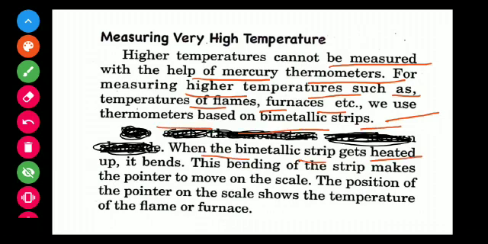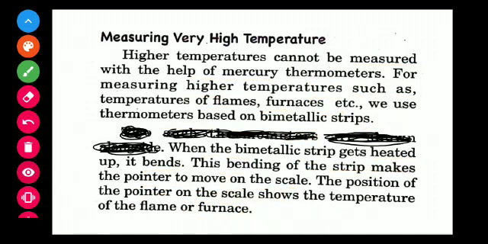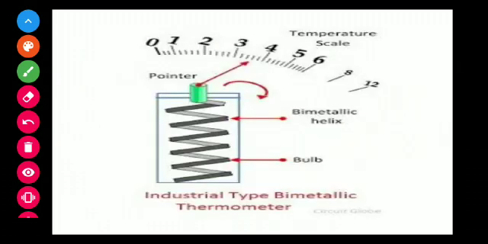When the bimetallic strip gets heated, it bends. This bending of the strip makes the pointer move on the scale. The position of the pointer on the scale shows the temperature of the flame or furnace. This is all about measuring very high temperature, and we can measure the temperature of a flame or furnace with the help of a bimetallic strip. And this is your bimetallic thermometer.